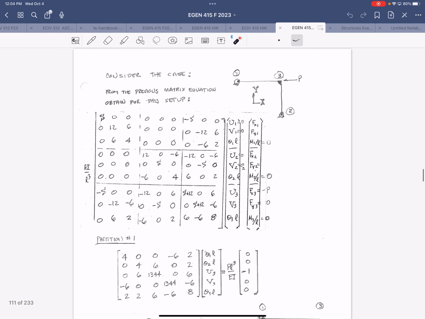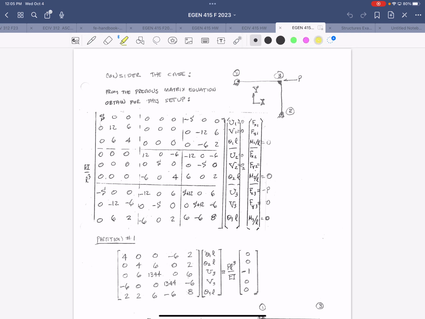All right, so the next example, we'll just talk through this one very briefly because it's not that interesting. It's the same setup as before, except now we have pinned supports instead of fixed supports. So what this does is it adds to our unknown displacements, right? So now we have, instead of knowing the rotations at nodes 1 and 2 to be 0, we don't know what those are, right?